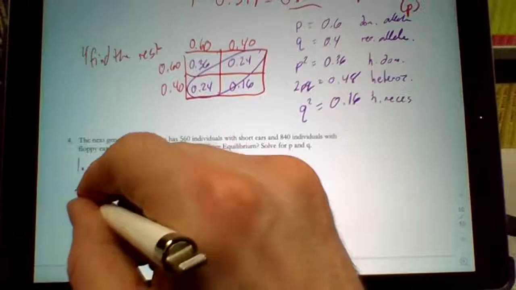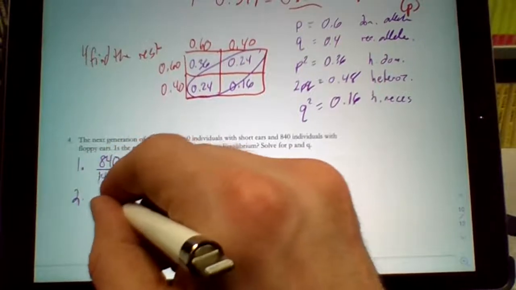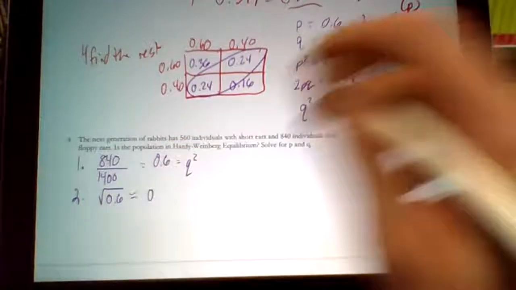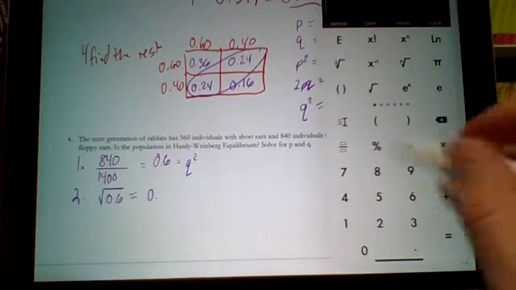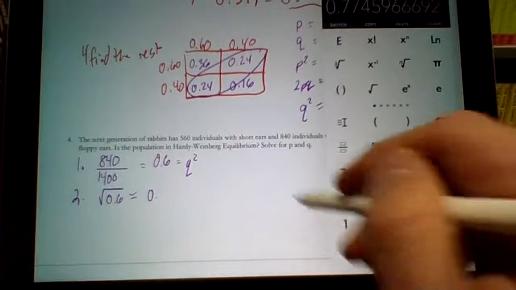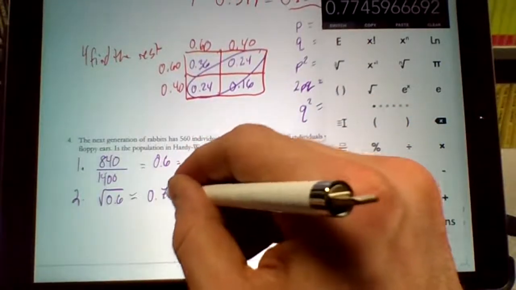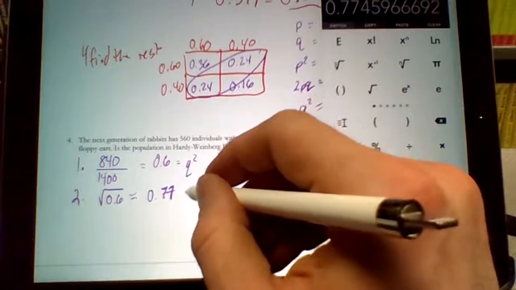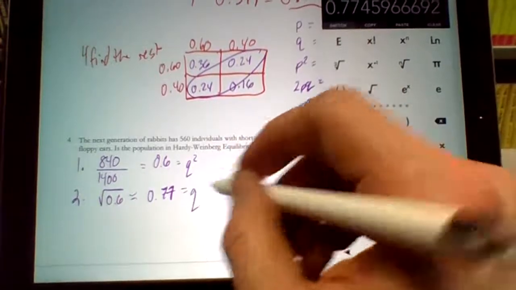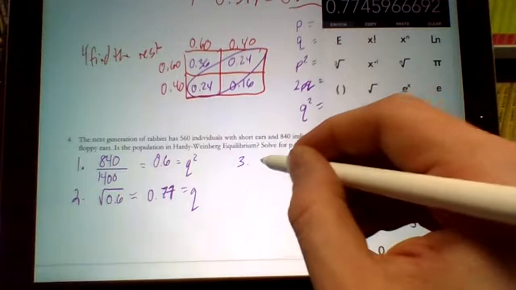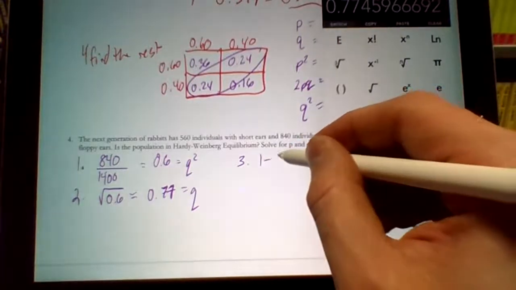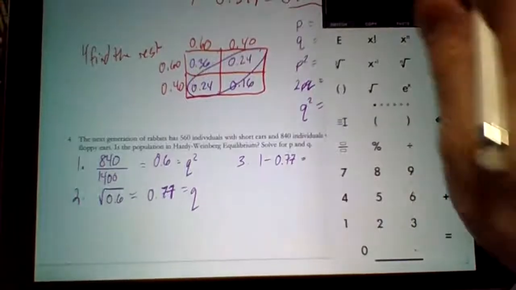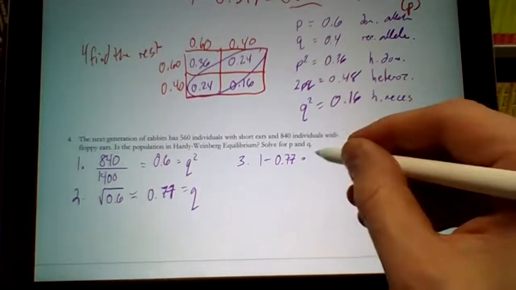Then number 2 is to find q. I'm going to take the square root of 0.6 to find q. Square root of 0.6 is 0.77. And that's going to be my q. Then number 3 is my p. So I'm going to take 1 minus 0.77 to get 0.23.